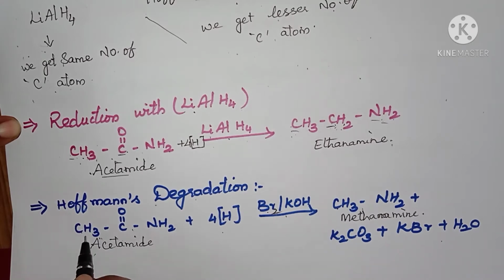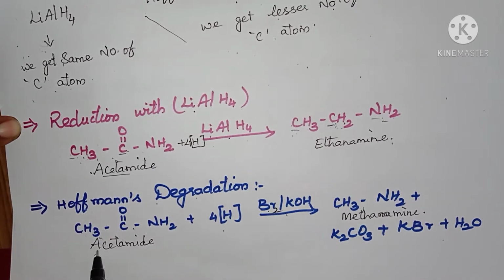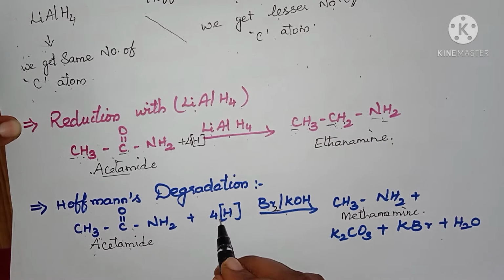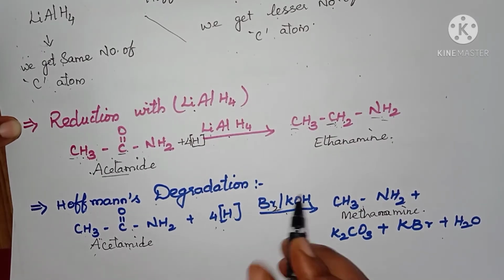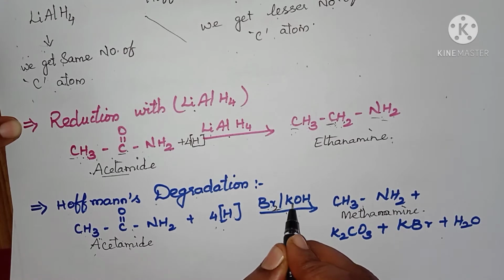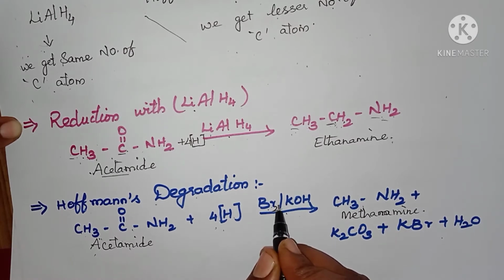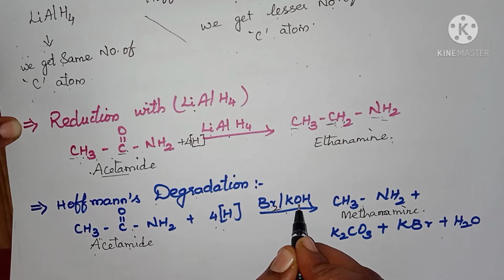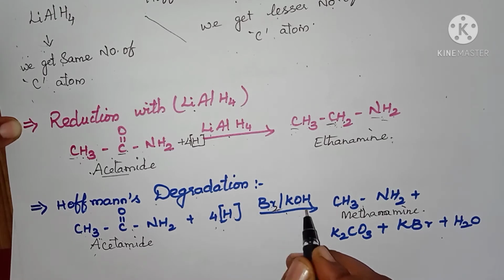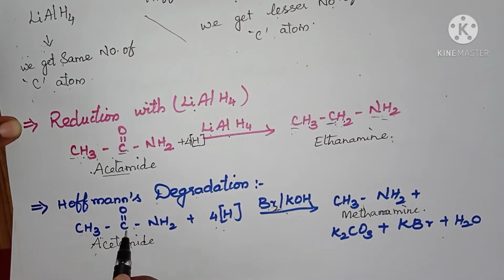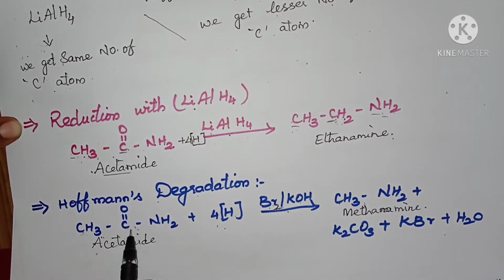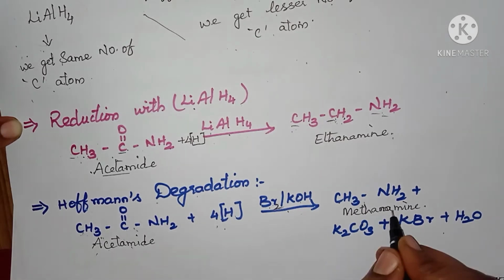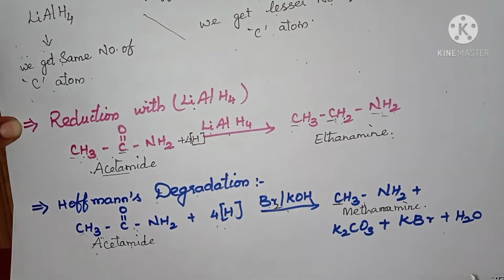Hoffmann's degradation: CH3C double bond O NH2, it is acetamide. It underwent that process, and here bromine and KOH we are using. Here one halide as well as potassium hydroxide we are using. So here the carbon number will be 2. See, acetamide, here also 2 carbons are there. Acetamide changes to methanamine. See, here only 1 carbon is available.